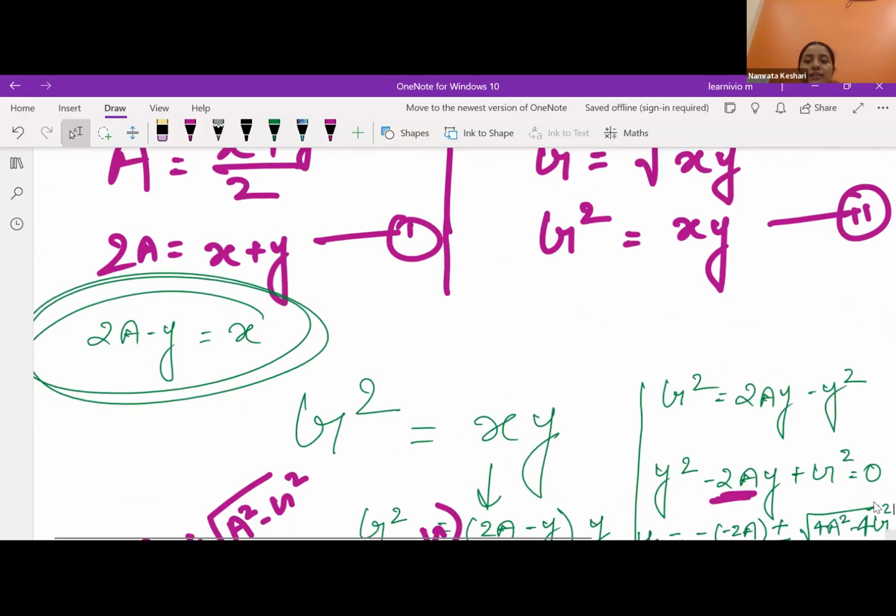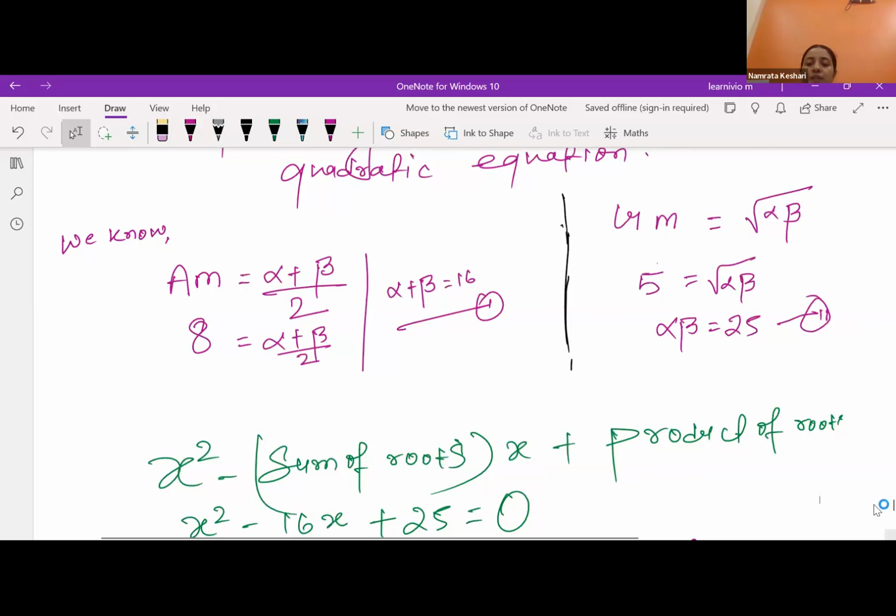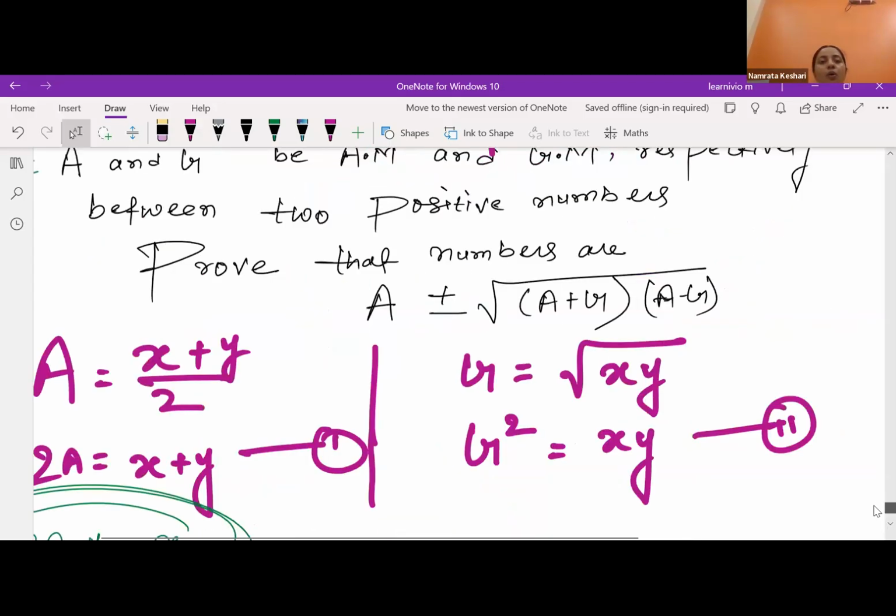Let's get back to our question. Let's match what we have in hand so far with the question, and see whether it is matching or not. Then you will realize that we are completely right. We are on the right track. Prove that the numbers are this.